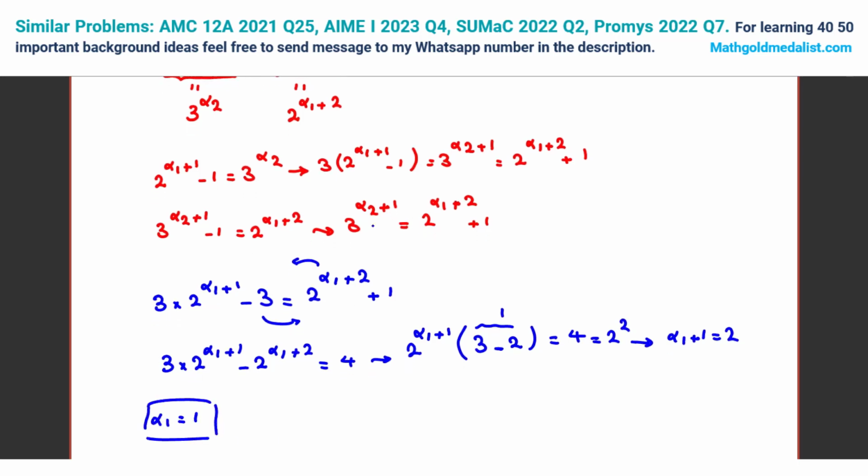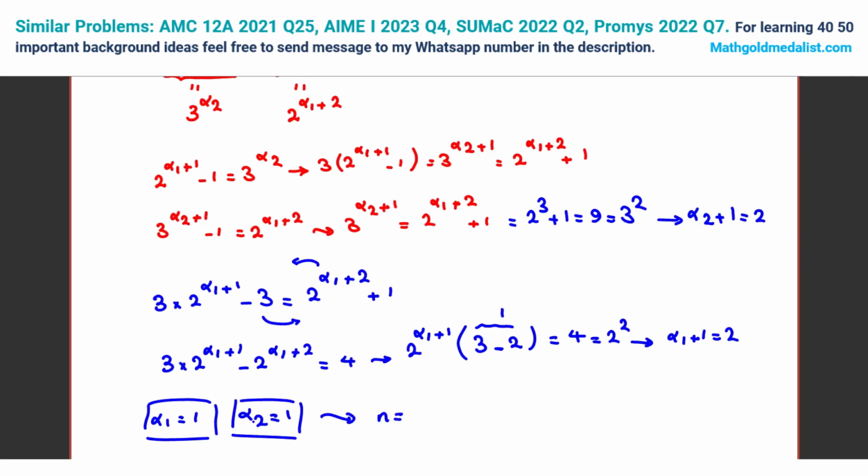First condition here. Because alpha 1 is 1, we can replace it here. 2 cubed plus 1 is 8 plus 1, 9, which is 3 squared. So alpha 2 plus 1 is also 2, so alpha 2 is 1. Now, because alpha 1 and alpha 2 are 1, n is equal to 2 to the alpha 1 times 3 to the alpha 2, which is 6. So we found one answer, 6.